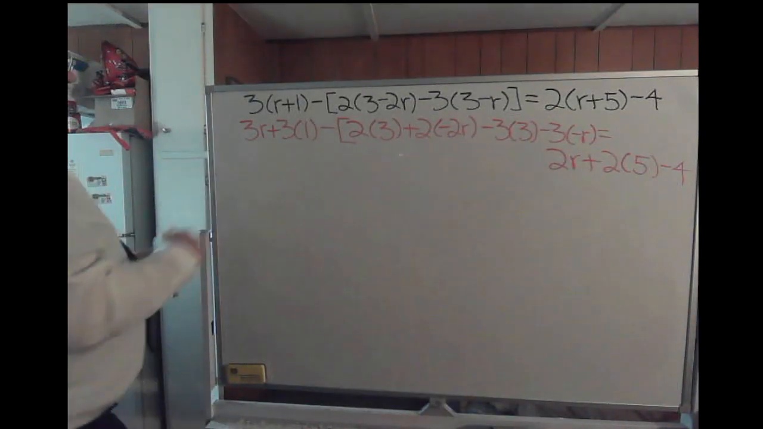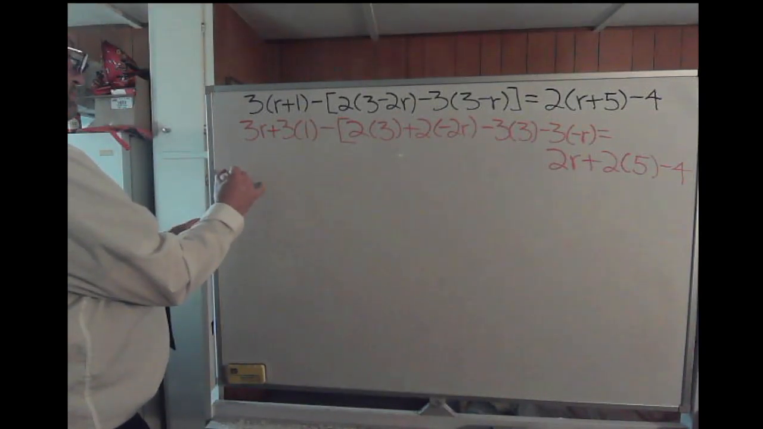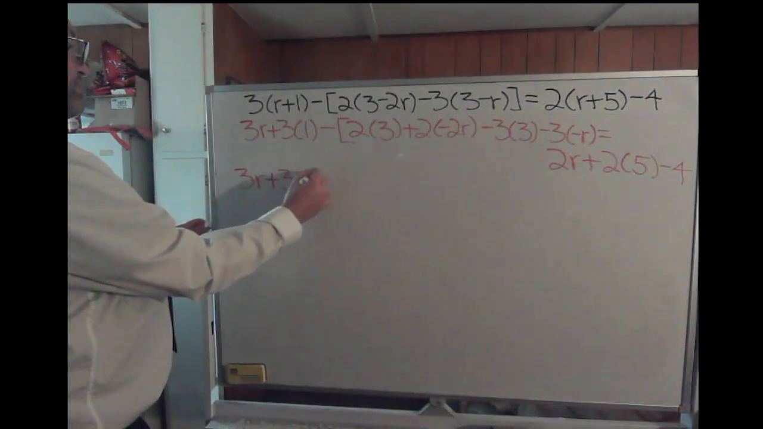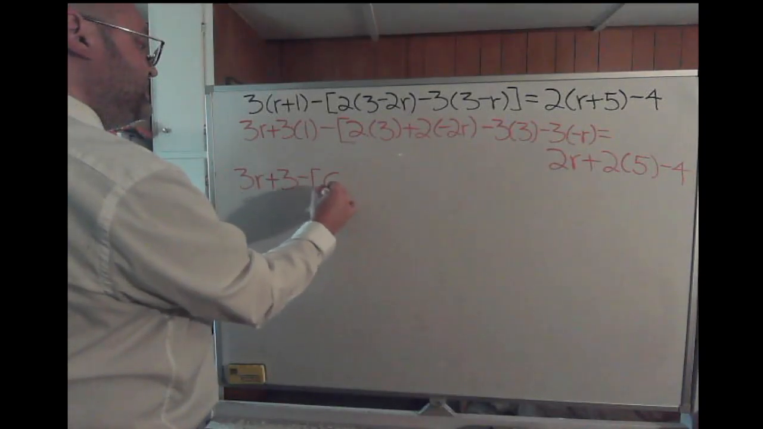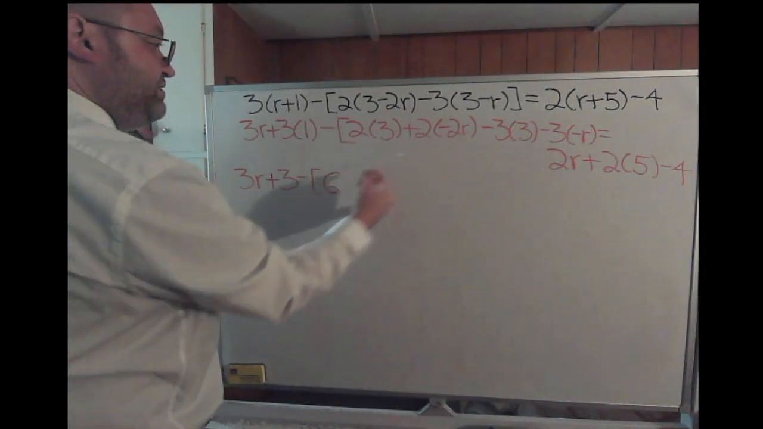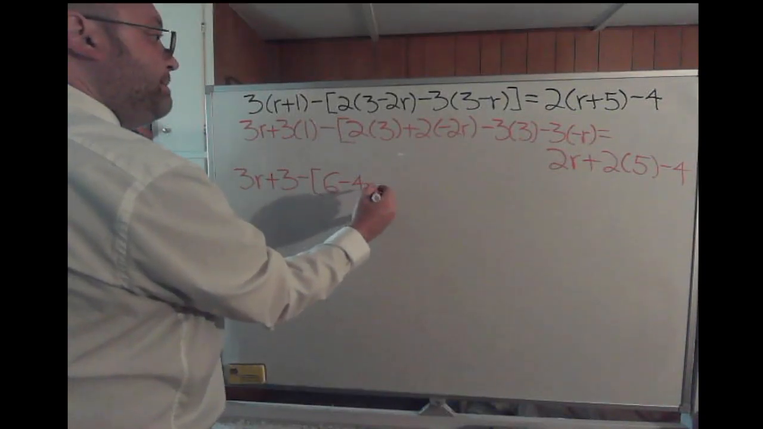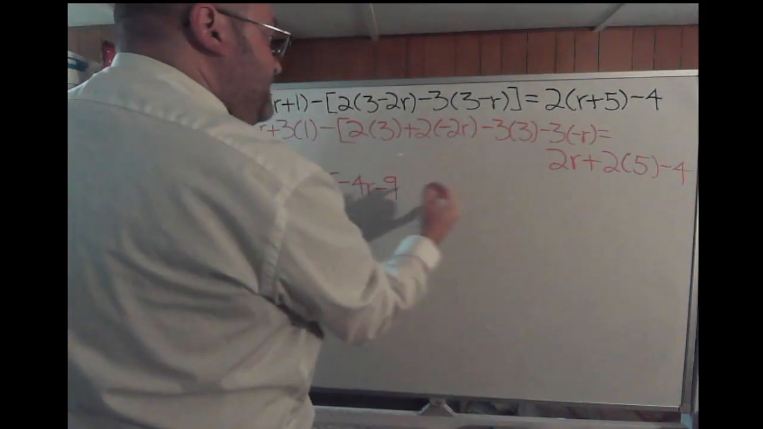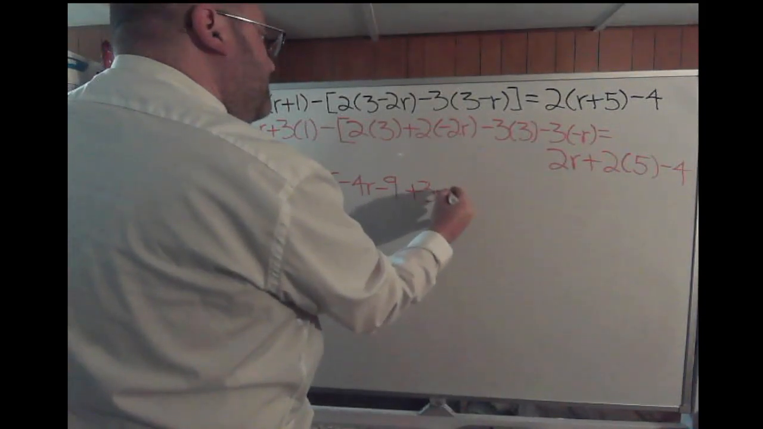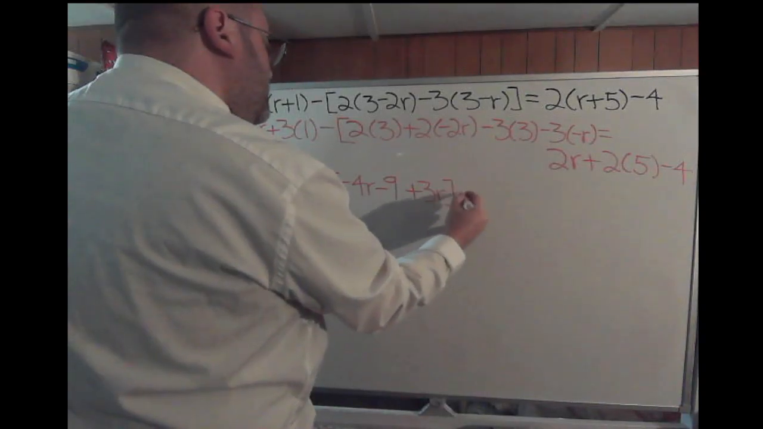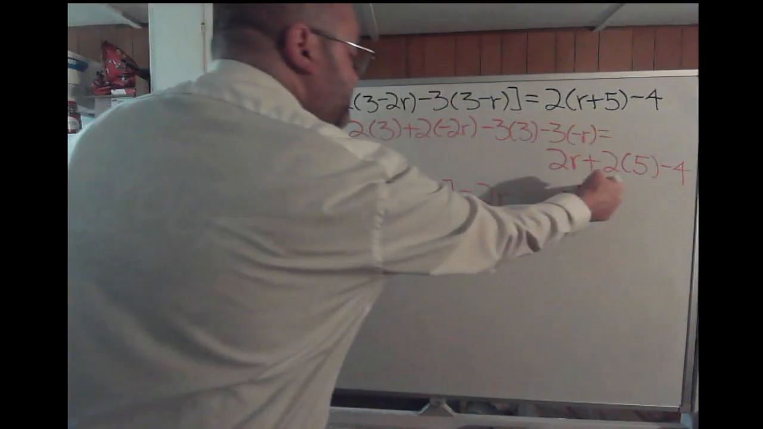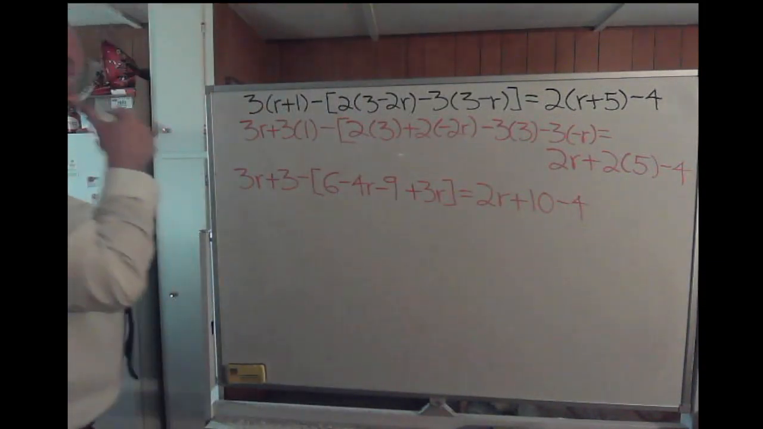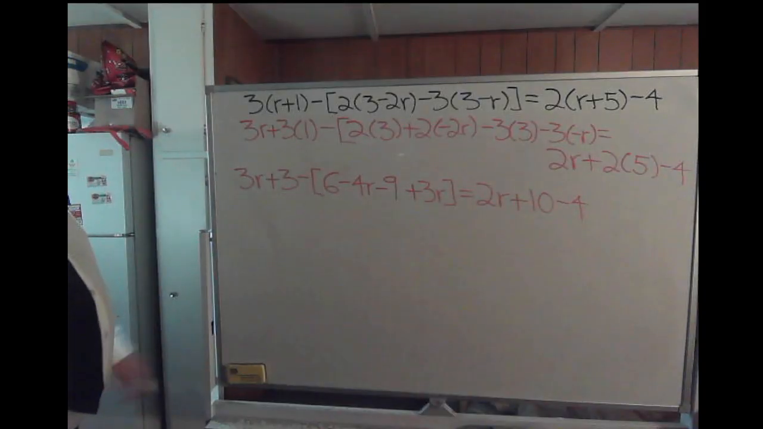So, the left side, let's see, we have 3r plus 3 times 1, that's 3. Minus, in brackets, we have 2 times 3, that's 6. Plus 2 times negative 2r, that'd actually be minus 4r. Minus 3 times 3, that's minus 9. Minus 3 times negative r, that'd actually be plus 3r. All that would be equal to 2r plus 2 times 5, which is 10, minus 4. Alright, we're getting somewhere with simplifying this.